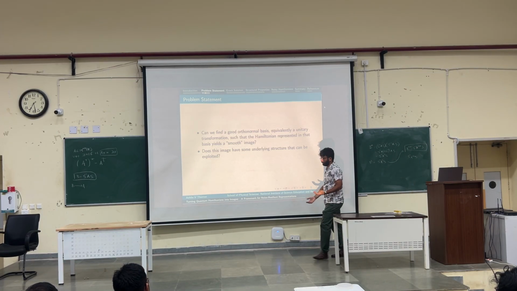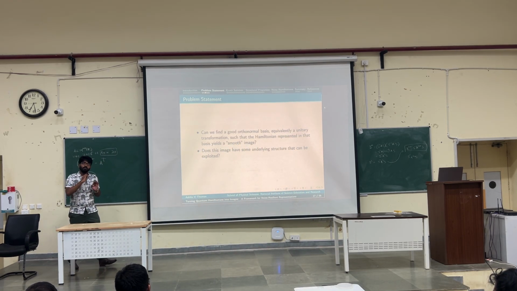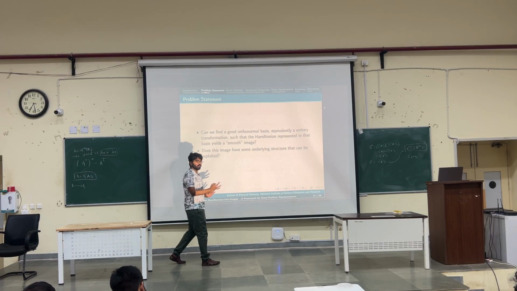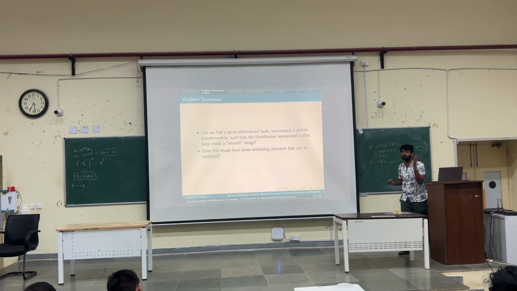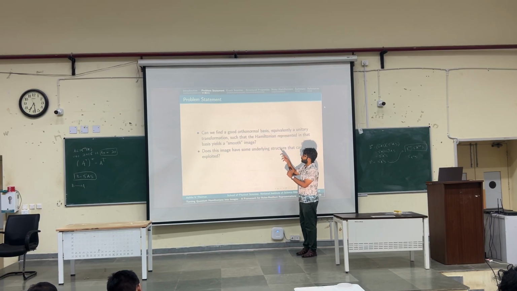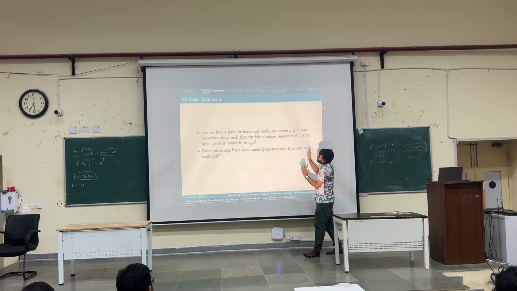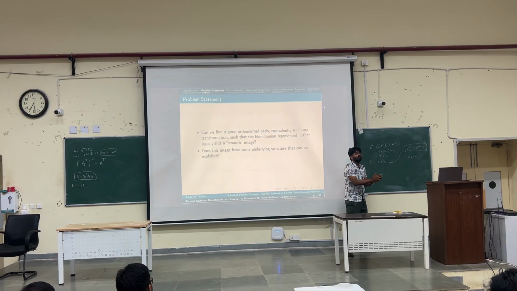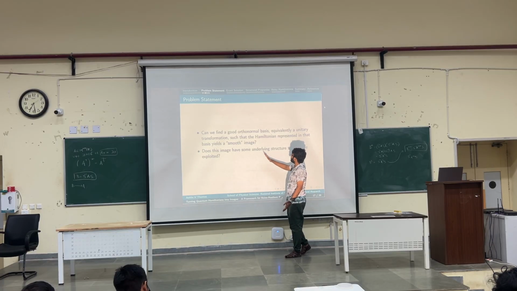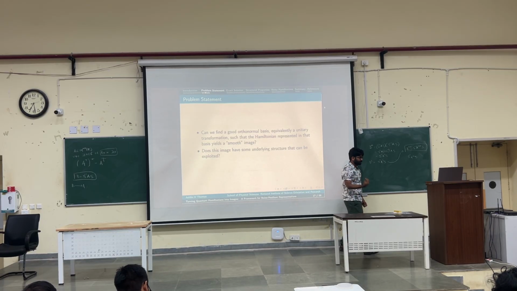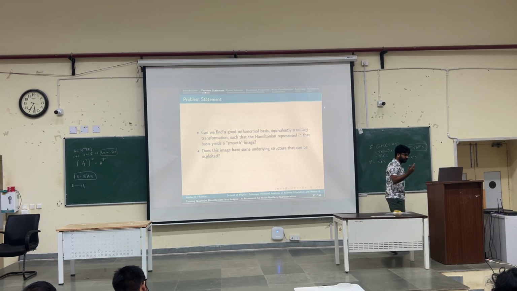Can we find a good orthonormal basis? Moving from one basis to another, you require a similarity transformation. To move from one orthonormal basis to the next orthonormal basis, you need a unitary matrix, and such a transformation is called a unitary transformation. So the question is, can you find a good orthonormal basis, or a unitary transformation to go to that orthonormal basis, such that the Hamiltonian represented in that basis will give us a smooth image? Once we have the smooth image, can we have some underlying structure on that image? Can you predict something? Does it have some good properties that would be useful?